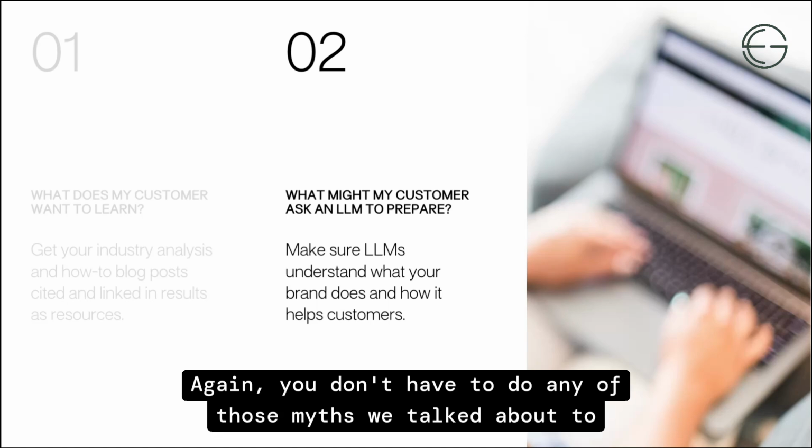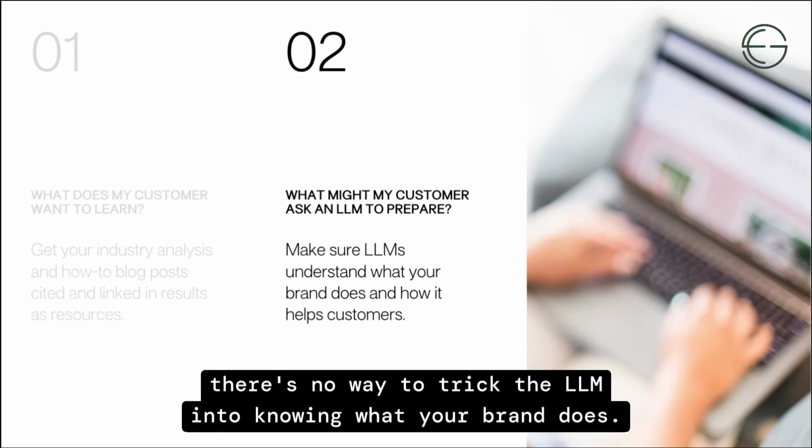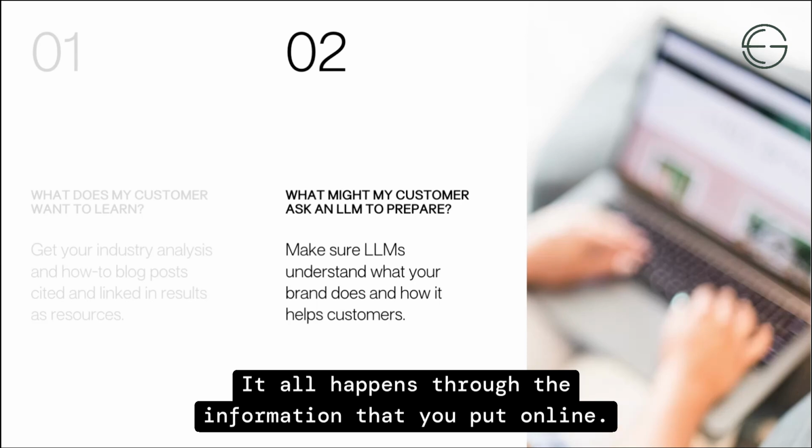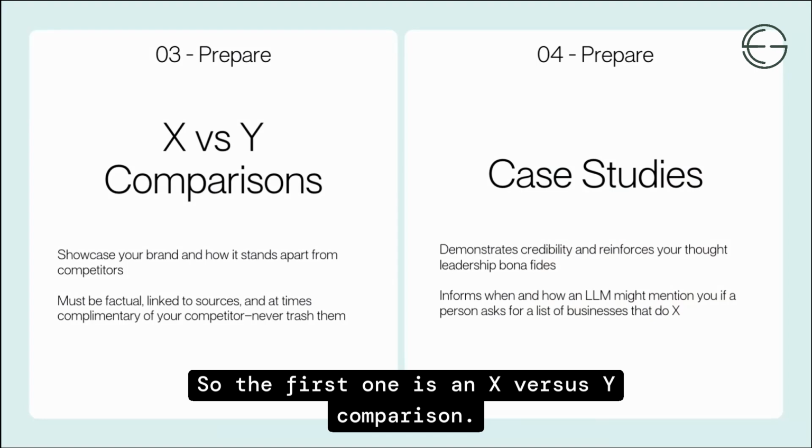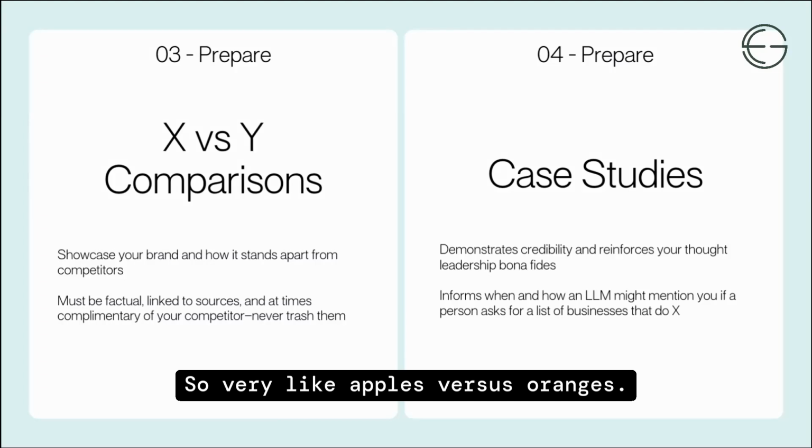Again, you don't have to do any of those myths we talked about. There's no way to trick the LLM into knowing what your brand does. It all happens through the information that you put online. You can do this by creating two particular types of content. So the first one is an X versus Y comparison. So very like apples versus oranges.